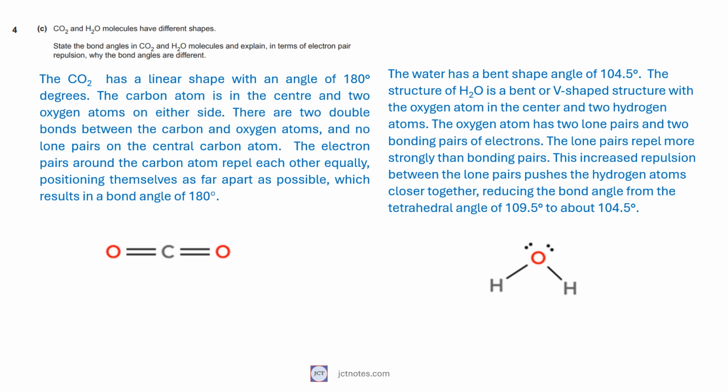The water has a bent shape with an angle of 104.5 degrees. The structure of water is a bent or V-shaped structure with the oxygen atom in the center and 2 hydrogen atoms. The oxygen atom has 2 lone pairs and 2 bonding pairs of electrons. The lone pairs repel more strongly than bonding pairs. This increased repulsion between the lone pairs pushes the hydrogen atoms closer together, reducing the bond angle from the tetrahedral angle of 109.5 to about 104.5 degrees.